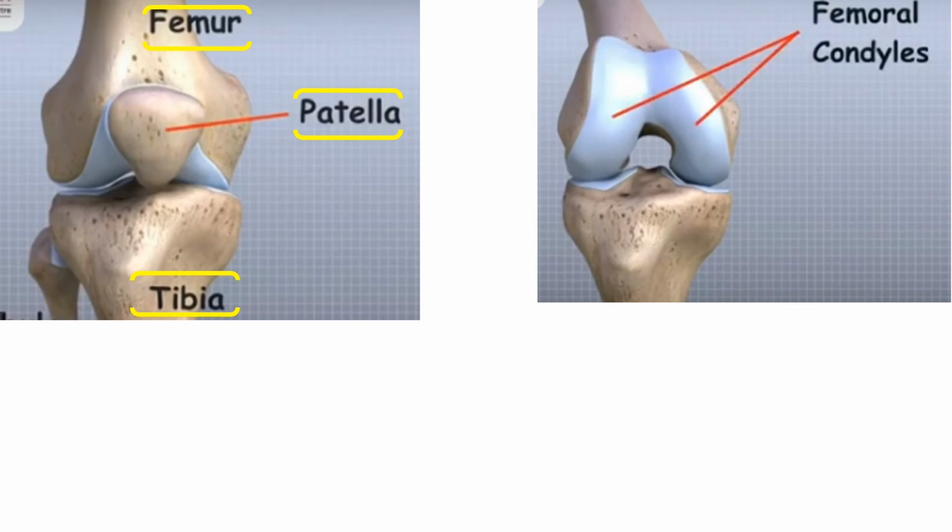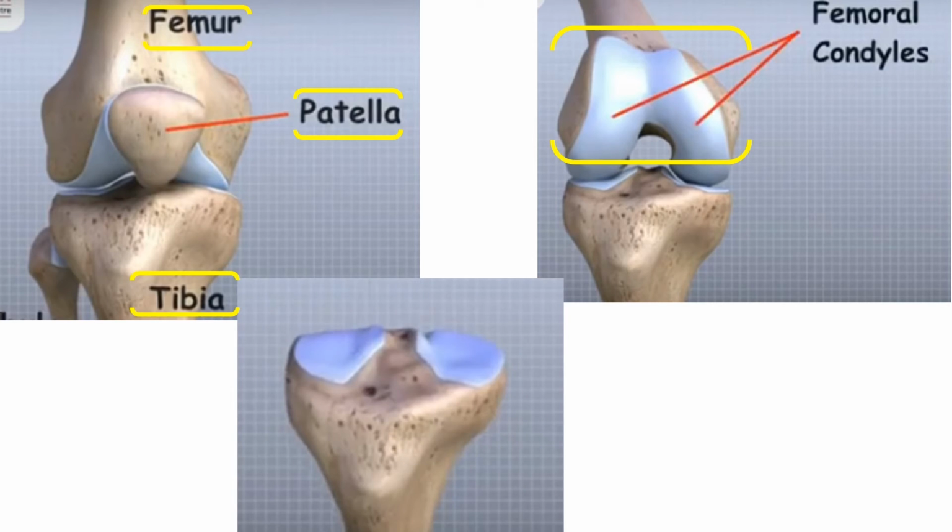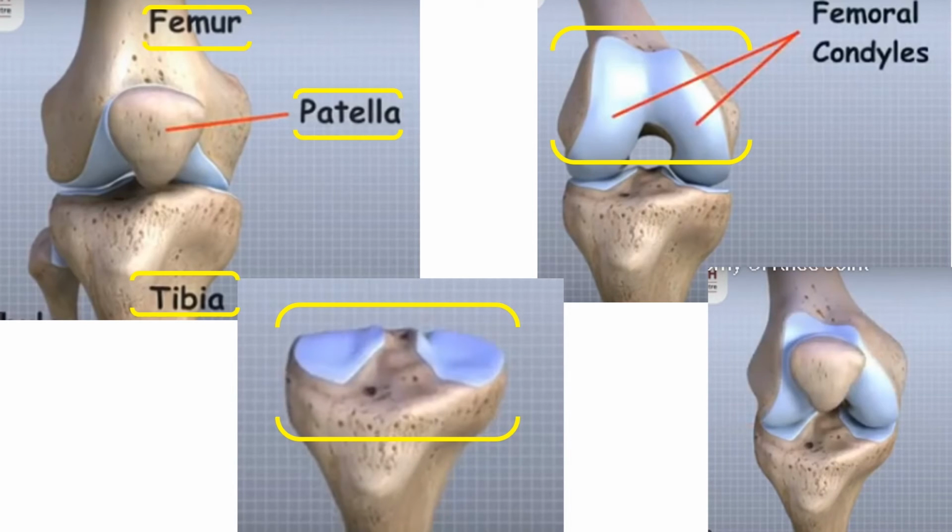And if we look at this view where the knee is flexed, we have a good view of the two condyles of the femur, and here are the two condyles of the tibia receiving the two condyles of the femur. And in this view, the patella is sitting on the patellar surface of the lower end of the femur.